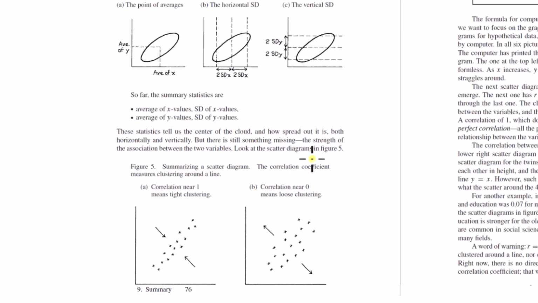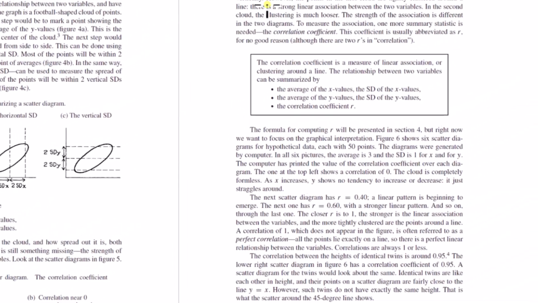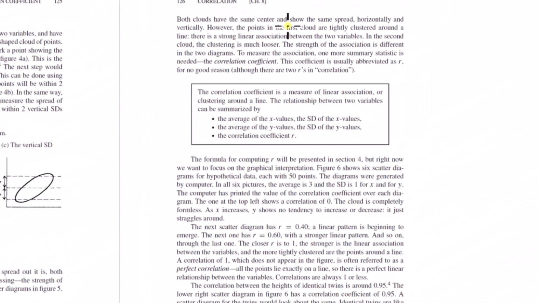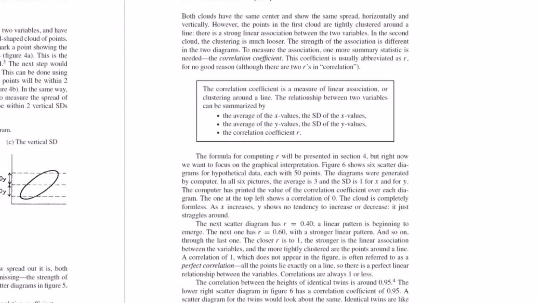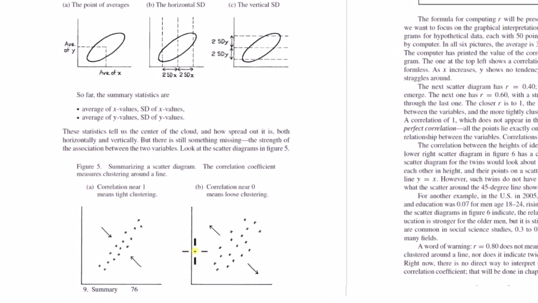Look at the scatter diagram in figure 5. Let's come here first. Both clouds have the same center and show the same spread, horizontally and vertically. So both clouds show the same center of averages and the same spread, horizontally and vertically. That's what they're saying. Something's missing, but these still are different. So what are we missing here?